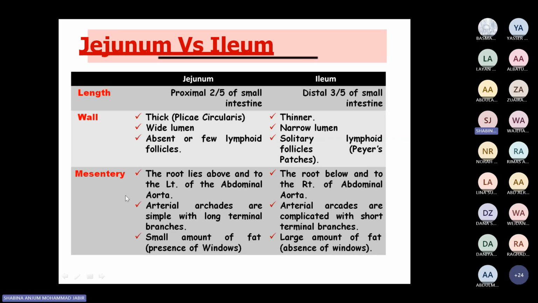Then the mesentery: you will find that the mesentery of the jejunum is in the upper part of the abdomen, mostly to the left. But the ileum is in the lower part and on the right side. In the jejunum the arterial arcades are very simple with long terminal branches. In the ileum, the arterial arcades are complicated with short terminal branches. In the jejunum we have very little fat, and in the ileum there will be a large amount of fat.